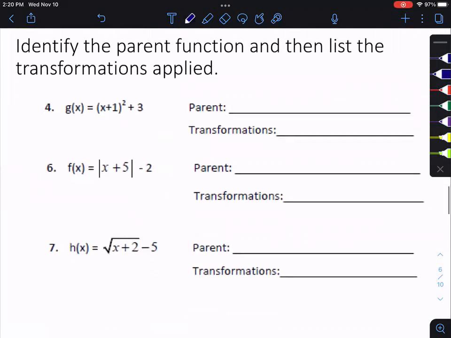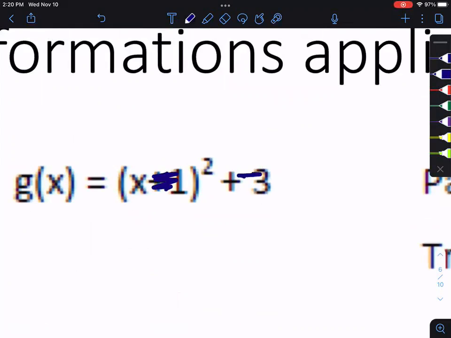Now we're going to make it a little bit harder. We're going to have 2 transformations for these. So I have a vertical and a horizontal shift in all of these. So I'm going to start out with my parent function. If I take out the 2 shifts, this is a shift and this is a shift, that's going to leave me with my parent function x squared.